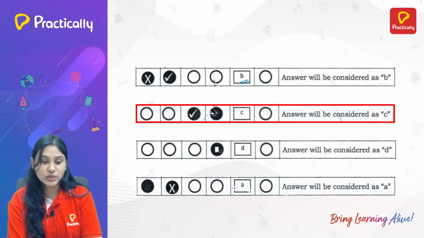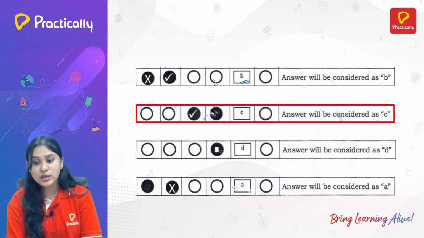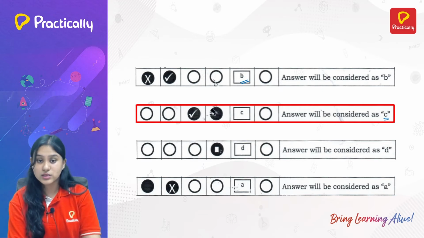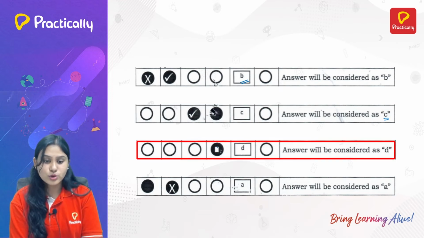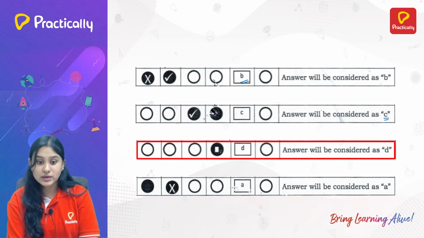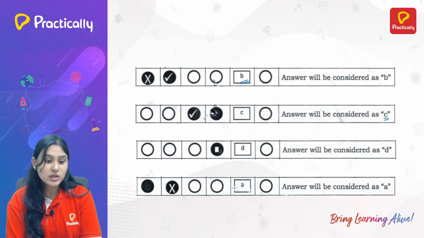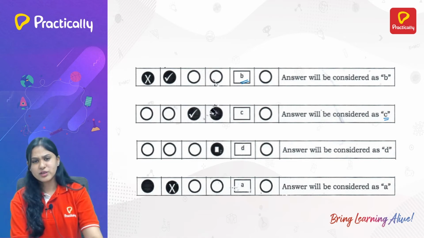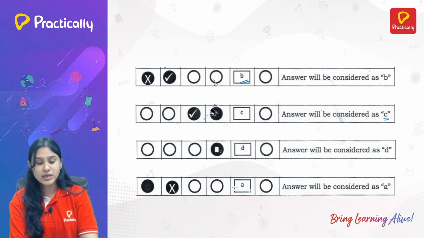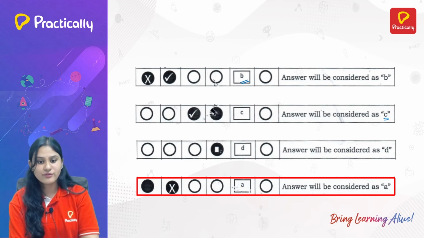Next case, you have put a right on C and you have just bubbled D, but in the box you have written C. Again, your answer will be considered as C only. Next, you have just bubbled option D but not completely, but you made a right decision writing this D in the box. So your answer will be considered as D. In this one you were confused between the two options, like is it A or is it B, but in the end while you're checking, you realize that it is A and you have written A here.